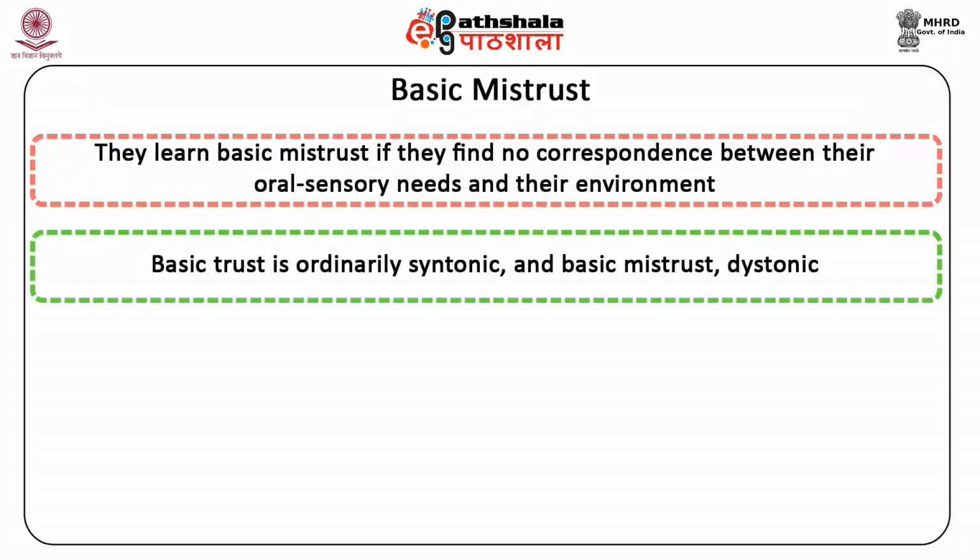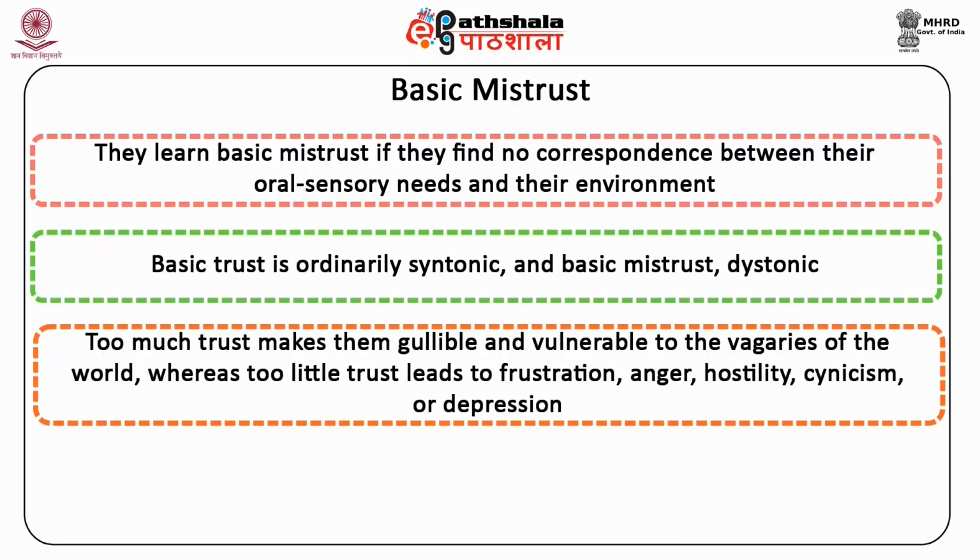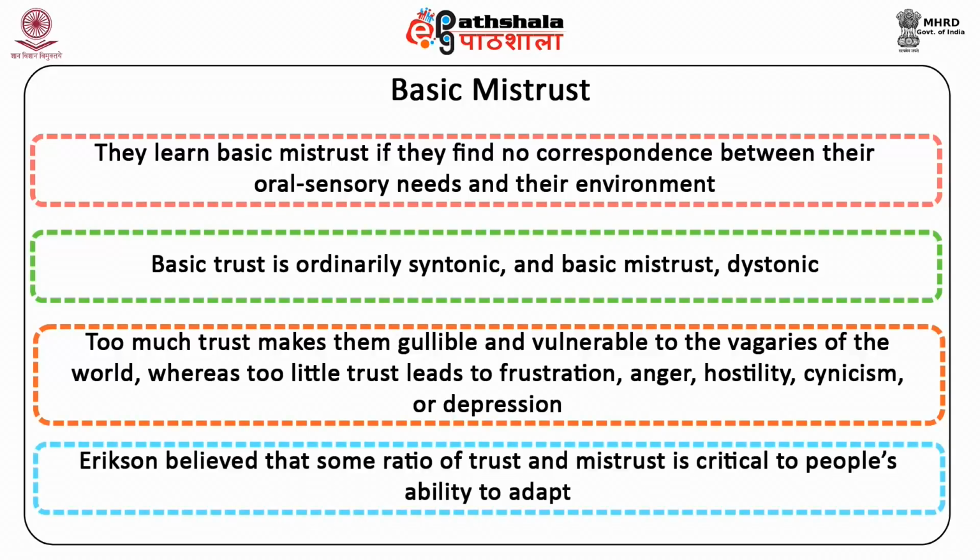Basic trust is ordinarily syntonic and basic mistrust dystonic. Nevertheless, infants must develop both attitudes. Too much trust makes them gullible and vulnerable to the vagaries of the world, whereas too little trust leads to frustration, anger, hostility, cynicism, or depression. Erikson believed that some ratio of trust and mistrust is critical to people's ability to adapt.